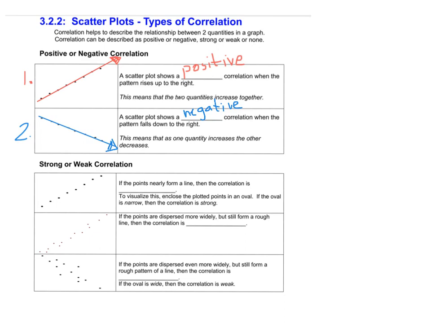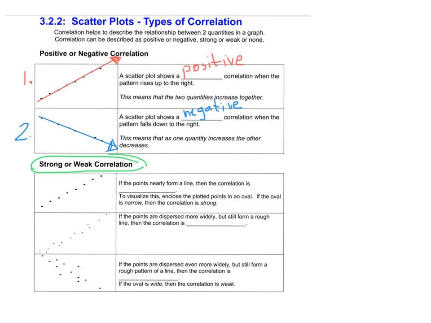Now, let's take a look at this as well. This is very important. Strong or weak correlation. So is it a strong correlation or is it a weak correlation? What do they mean by that? Well, the closer that the points are to becoming a line, the stronger it is to being a linear relationship.